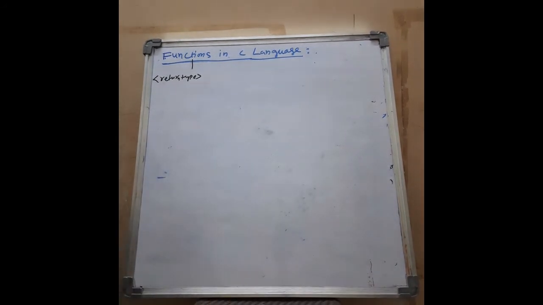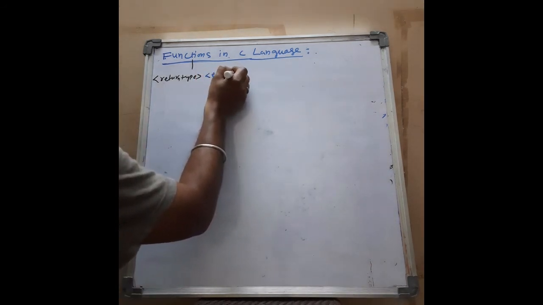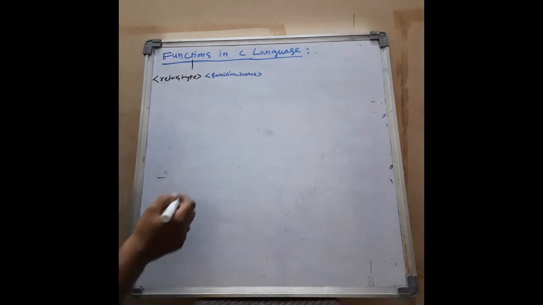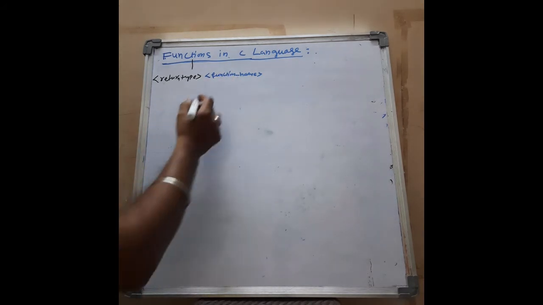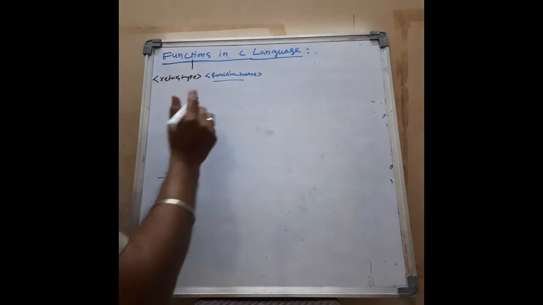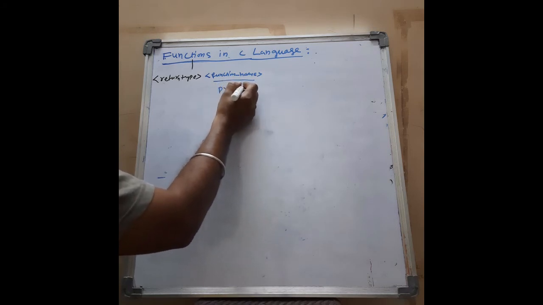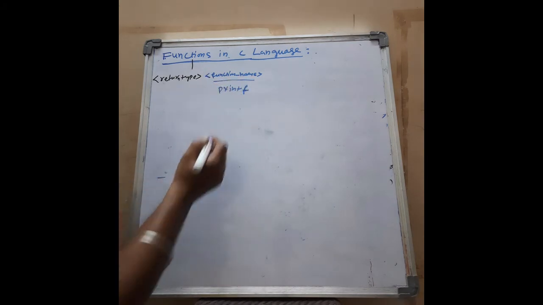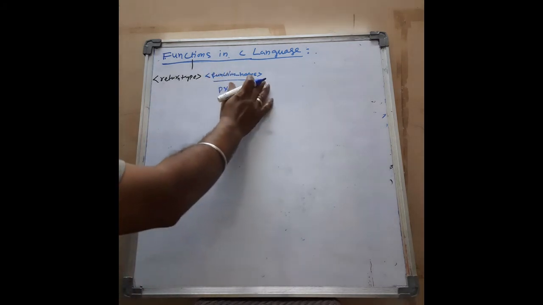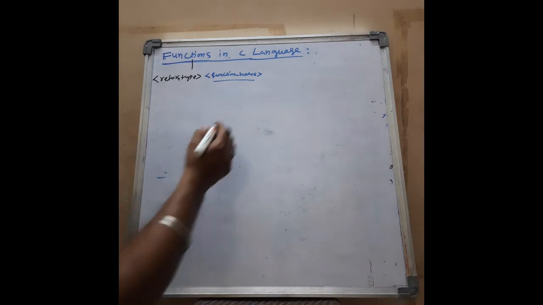And next we have to mention the function name. For example, in C there are already predefined functions, and we never use predefined function names. For example, printf is a well-known function already defined in C. We should not use printf as a name, because this function is already defined in C. So we must not use an already predefined function name as your function name.